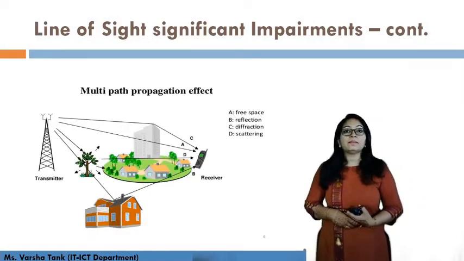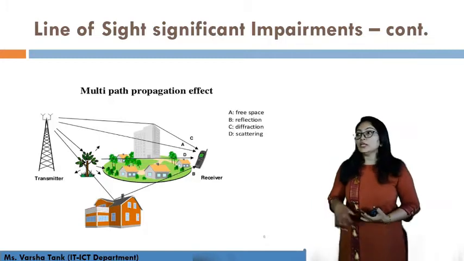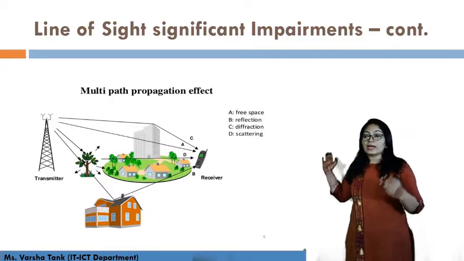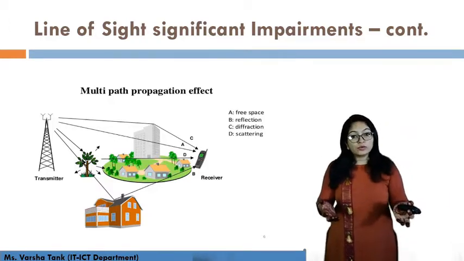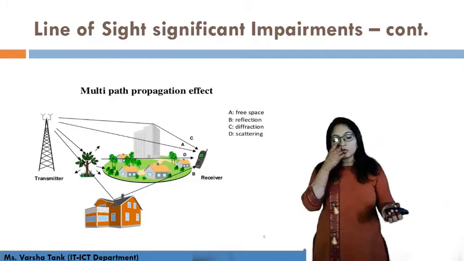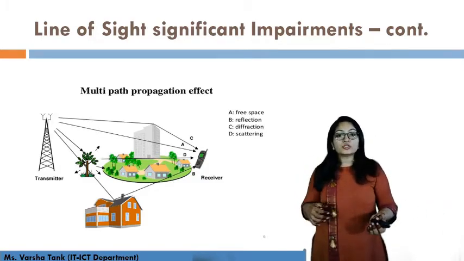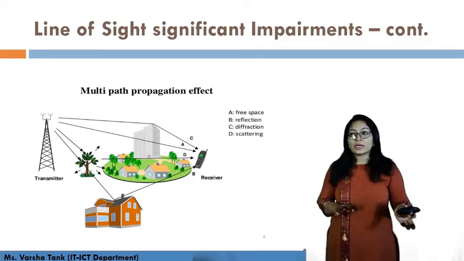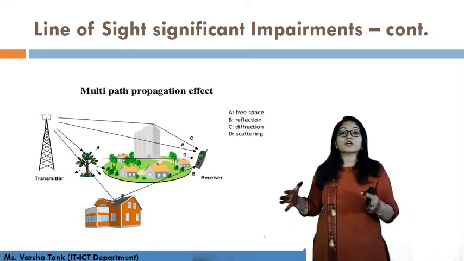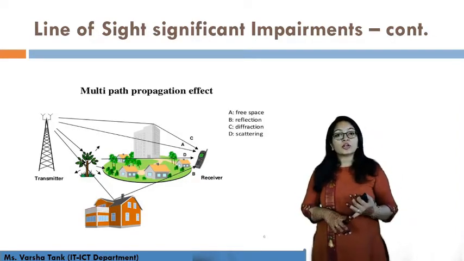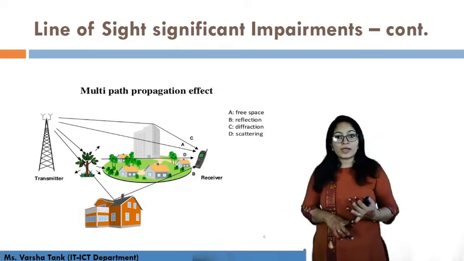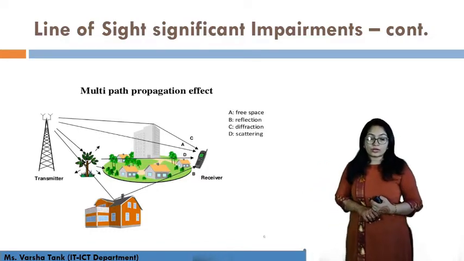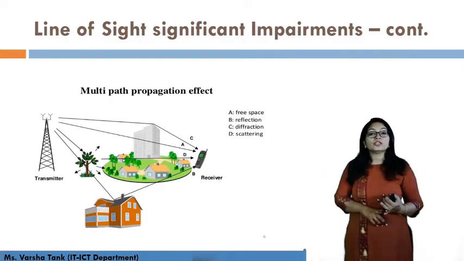Now here you can see the multipath propagation effect. When your signal is radiating from the antenna and is free in the atmosphere to reach the destination, it will follow different paths. Here you can see the different paths: A, B, C, D. A means free space loss. There is no obstacle, but because of the long distance it still has the effect of free space loss. B means reflection, then C defines diffraction, and D defines scattering. So these are the multipath propagation effects.